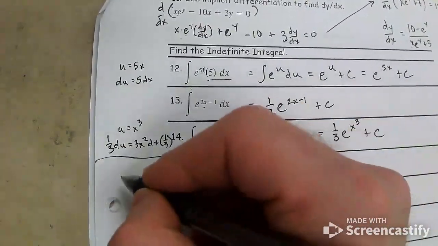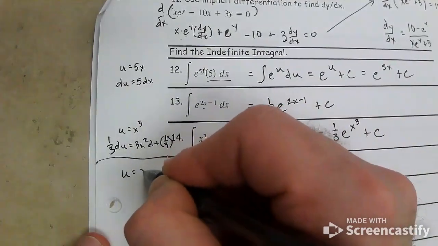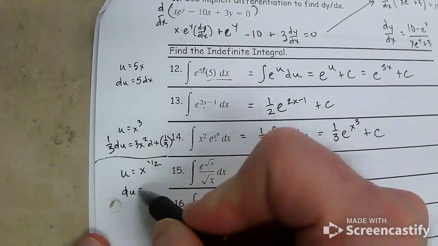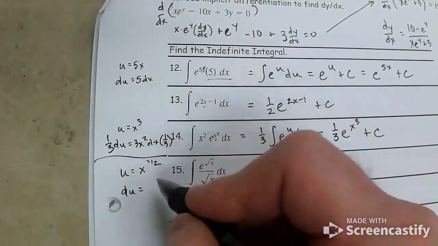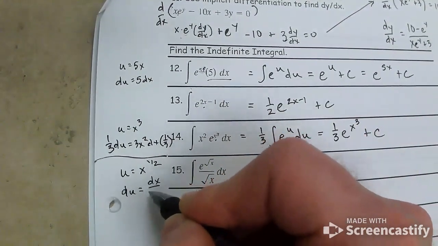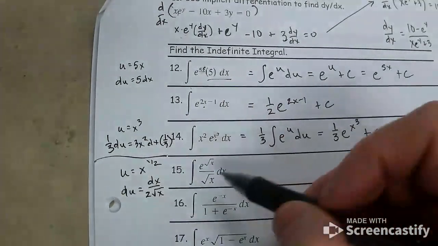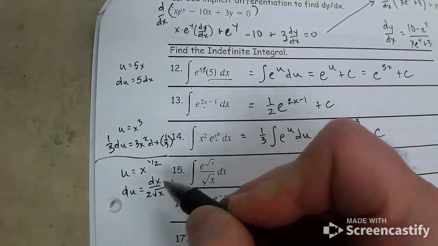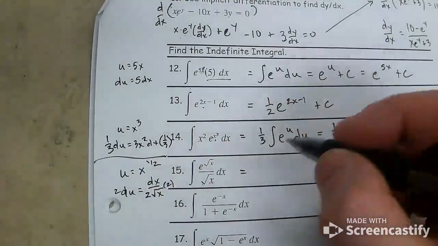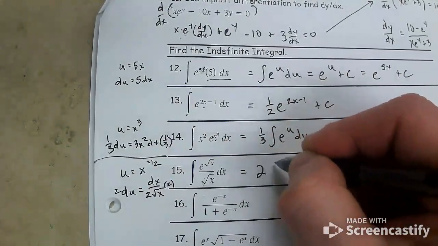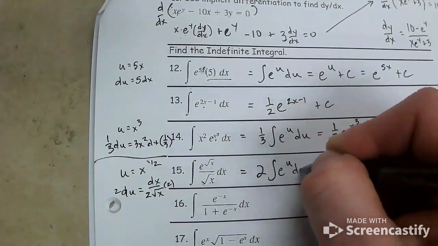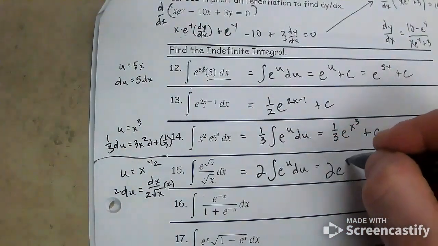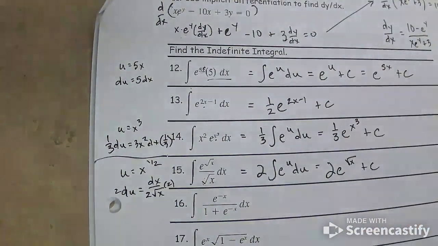For this example, I'm going to let u equal x to the 1/2. So then that would make du equal to 1/2 x to the negative 1/2 dx, or dx over 2 square root of x. But I just want to replace dx over square root of x, so I would multiply both sides by 2 here. So then this would become 2 integral of e to the u du, which is going to be 2 e to the u, which was square root of x, plus c.